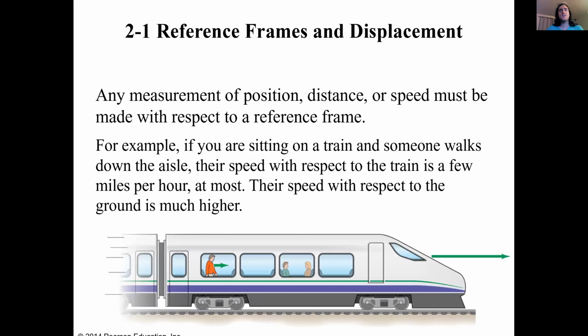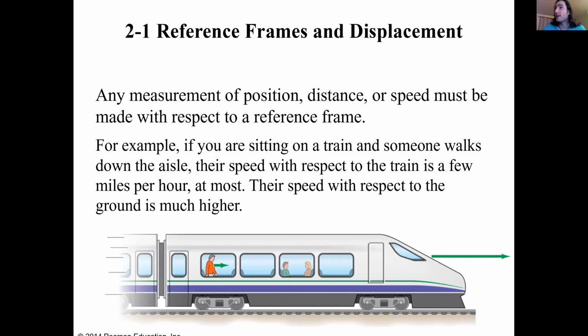Let's get into it. Reference frames and displacement. Any measurement of position, distance, or speed must be made with respect to a reference frame. For example, if you are sitting on a train and someone walks down the aisle, the speed with respect to the train is a few miles per hour, right? If somebody's just walking at a brisk pace down the train, that's like a couple miles per hour. However, their speed with respect to the ground is much higher, right? The train is moving. Maybe it's a bullet train. It's going 100 miles per hour.